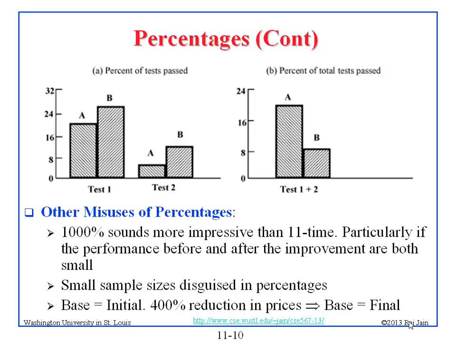1000% sounds more impressive than 11 times, particularly in the press. In the press, when they want to make a big deal about something, rather than saying this thing is 2 times, they say 200%. 200 sounds like a big number as opposed to 2. 2 is a small number. 11 is a small number, but 1000 actually is a bigger number. Particularly the performance before and after are both small.